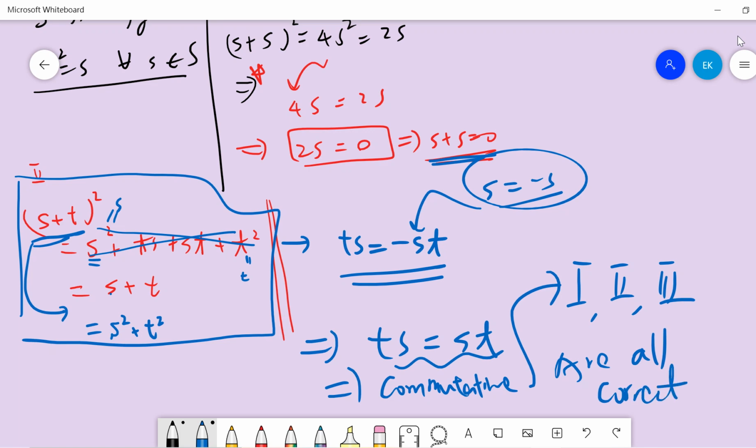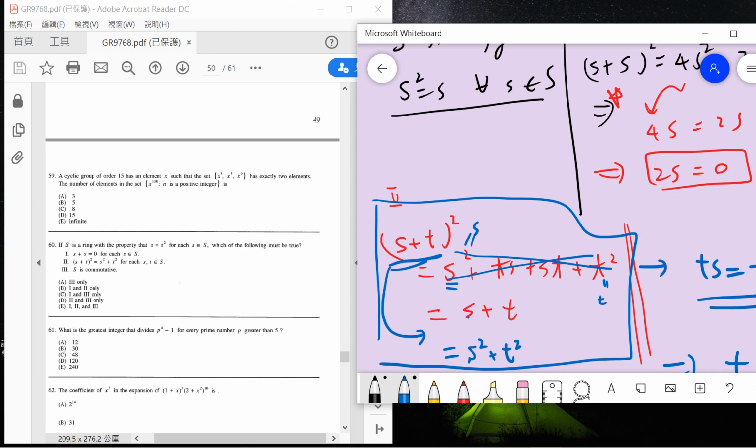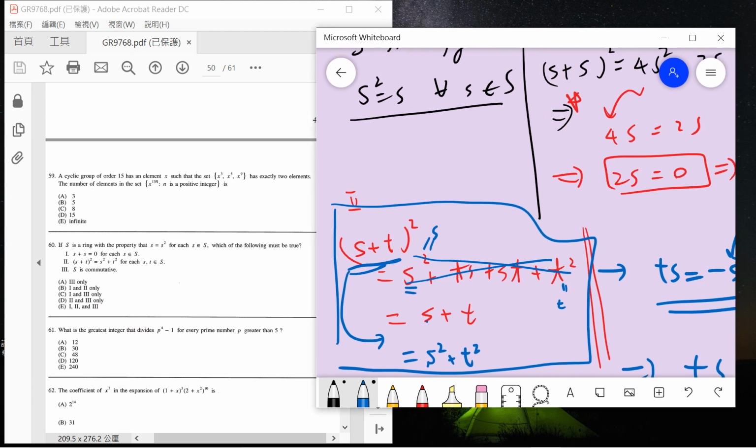This is tricky, right? So be careful when you do ring theory that you cannot easily do the usual things. There's no multiplicative inverse, and it does not say that there's a multiplicative identity. So you cannot just do the usual integer multiplication, right? So for number 60, the answer is E.